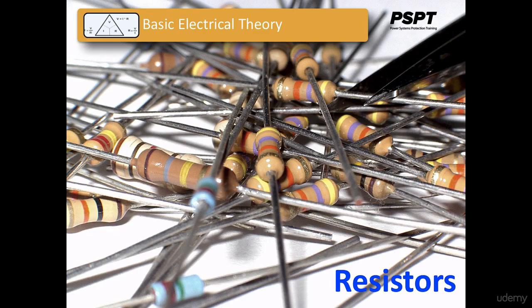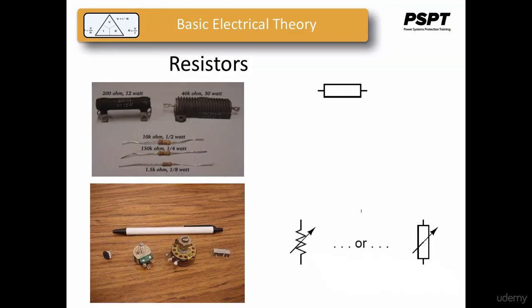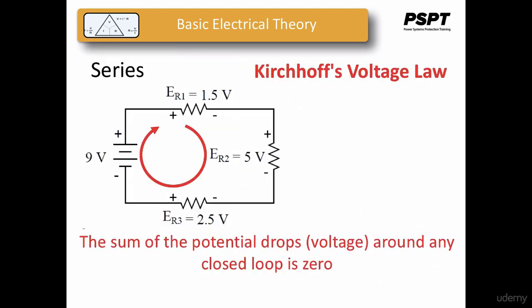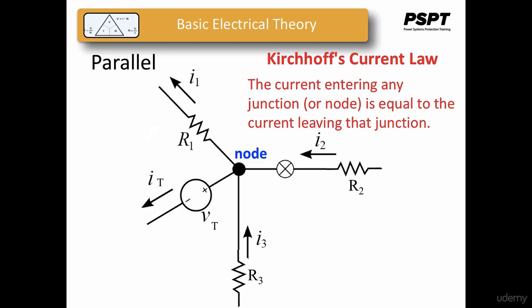Resistors are then introduced, and a brief description of the various forms that are out there and how they work and what their electrical symbols are. We then have the wherewithal to discuss what is meant by a series connection of these resistors and what is a parallel connection. This leads us to a couple of fundamental laws that are used for the analysis of circuit equations. That is Kirchhoff's voltage law and Kirchhoff's current law.